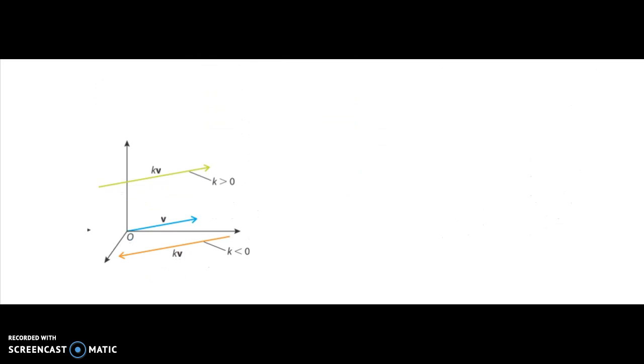The next operation with vectors that we wish to do is the multiplication by a scalar. In this case, we are going to take a number k in the real numbers, and a vector v as here, and we are going to construct a new vector k times v.